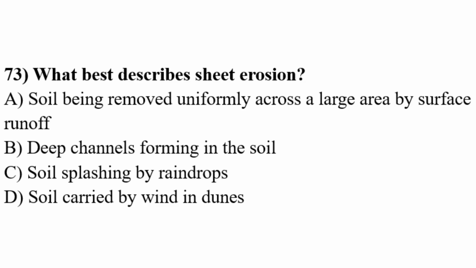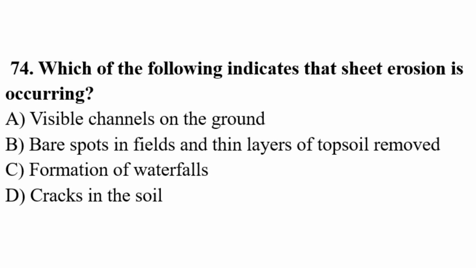73. What best describes sheet erosion? A. Soil being removed uniformly across a large area by surface runoff. B. Deep channels forming in the soil. C. Soil splashing by raindrops. D. Soil carried by wind in dunes. Answer: A. Soil being removed uniformly across a large area by surface runoff.